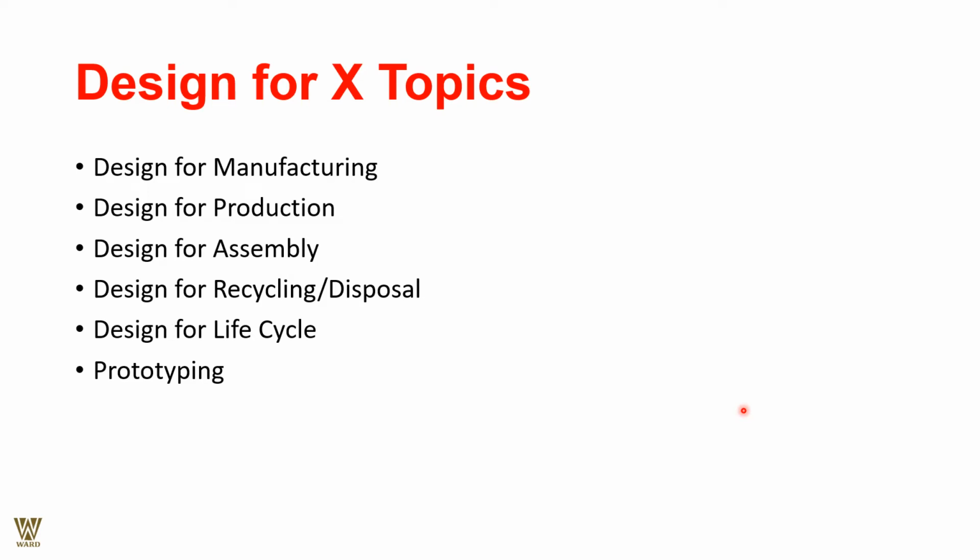So basically what we are talking around here is the design for X topic. Now X is for manufacturing, for production. X stands for anything: assembly line, recycling, life cycle, prototyping. So design for manufacturing. These are the topics that we'll be covering in this presentation, or should I say, this is what the agenda would look like: design for manufacturing, design for production, design for assembly, design for recycling or disposal, design for life cycle, and prototyping as the case might be.